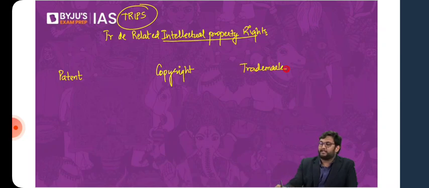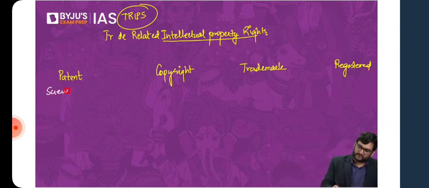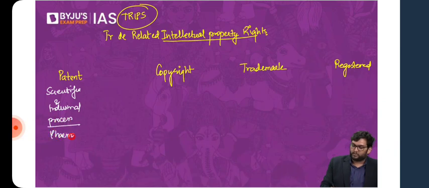Now, TRIPS covers intellectual property rights. There are different types of intellectual property rights. For example, there is patent, there is copyright, there is trademark, and the other one is registered. Patents are basically given on scientific and industrial processes. It can be given on pharmaceutical compositions, on ideas and concepts, and on designs.